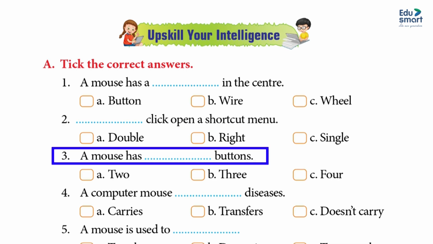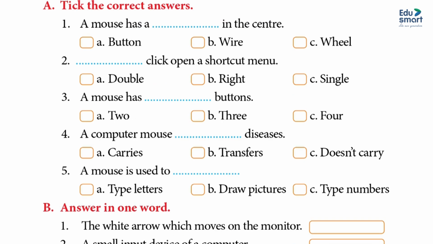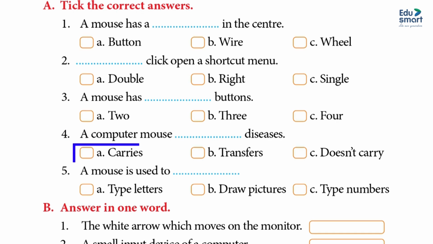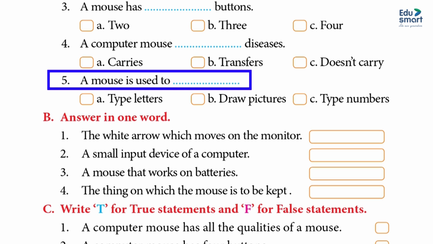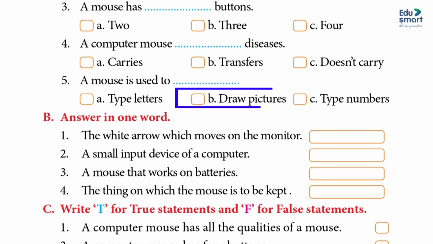3. A mouse has dash buttons. A. 2, B. 3, C. 4. Answer A, 2. 4. A computer mouse dash diseases. A. Carries, B. Transfers, C. Does not carry. Answer C, does not carry. 5. A mouse is used to dash. A. Type letters, B. Draw pictures, C. Type numbers. Answer B, draw pictures.